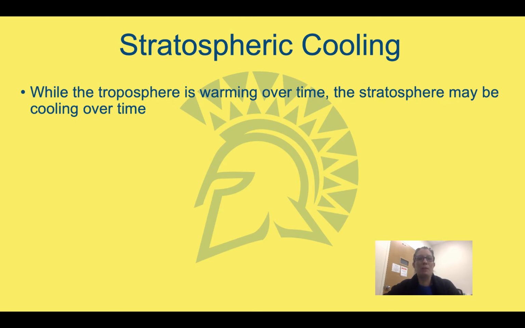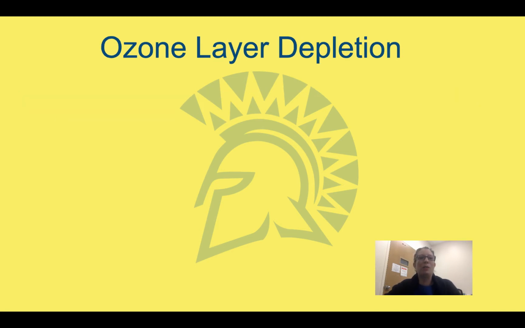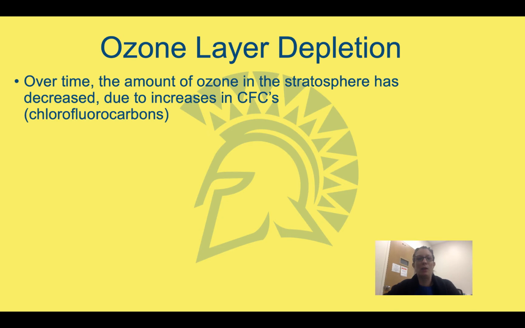But we're experiencing stratospheric cooling. While the troposphere is warming over time, obviously global warming, the stratosphere may actually be cooling. The reason why is because the ozone layer is depleting. We all know about the ozone hole, we've heard of the ozone hole, hopefully, which basically is the fact that over time the amount of ozone in the stratosphere has decreased.